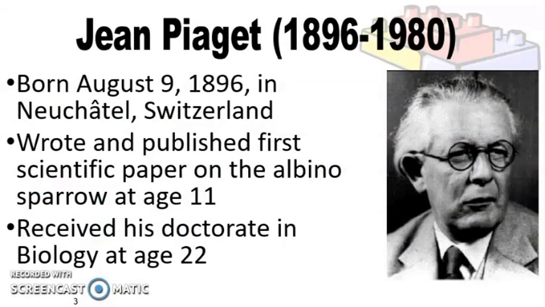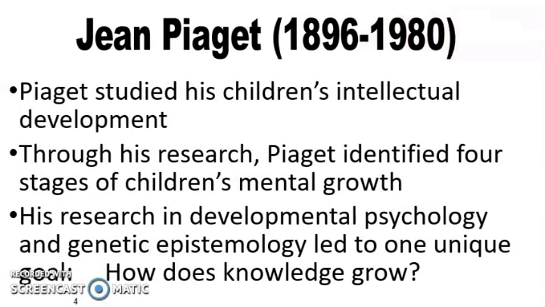Who is Jean Piaget? Let us start discussing his background first. He was born in 1896 in Switzerland and died in 1980. He wrote and published his first scientific paper on the albino sparrow at age 11 and received his doctorate degree in biology at age 22.